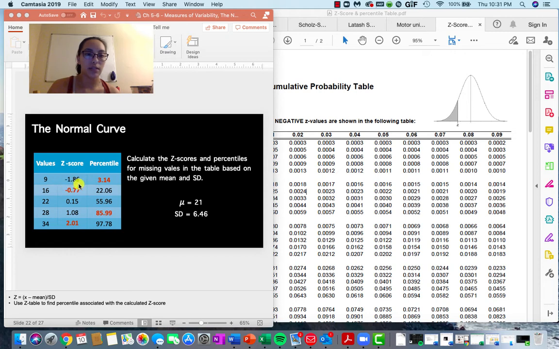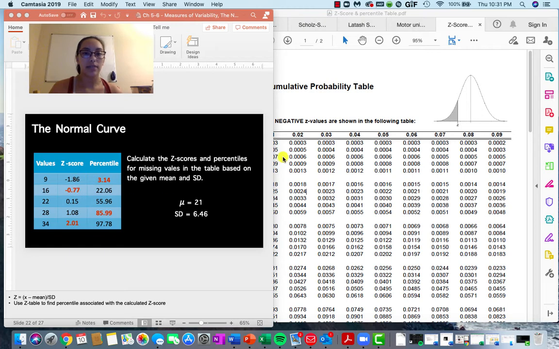Once you get a z-score, this is equivalent to the number of standard deviations away from the mean. So we could say negative 1.86 z-scores or negative 1.86 standard deviations from the mean. This indicates that we've almost gone 2 standard deviations below the mean.